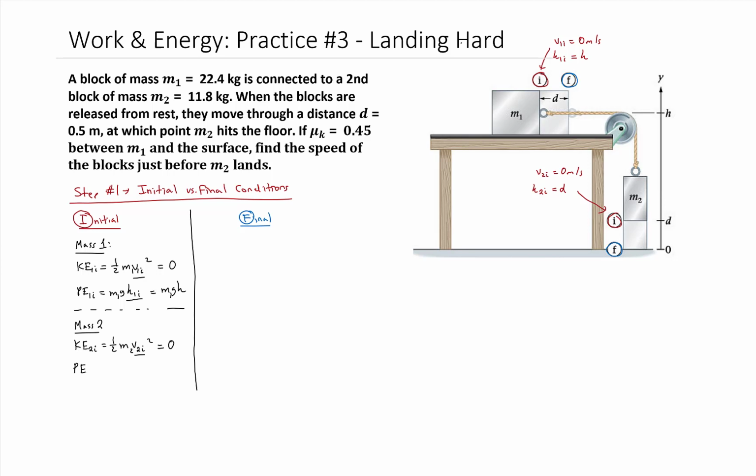Now we have PE2I is equal to m2g h2I, and we know that the height of the second block initially is going to be d, so we have m2g times d.